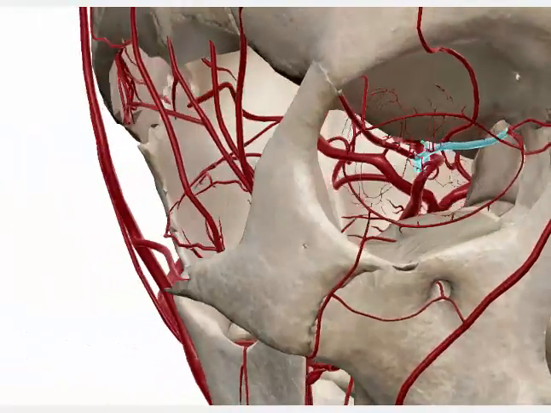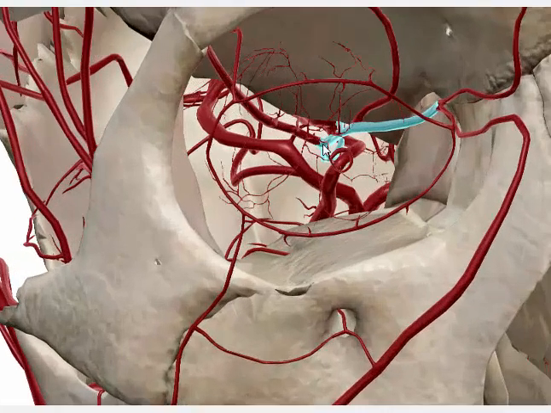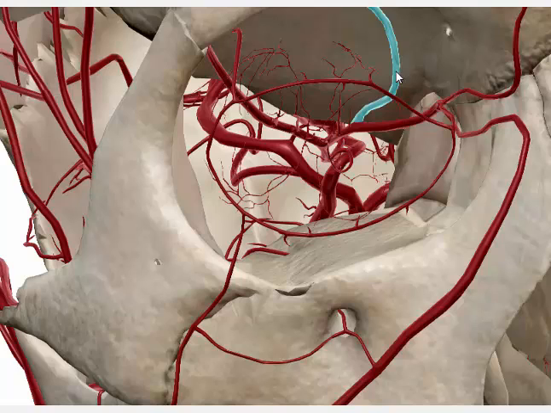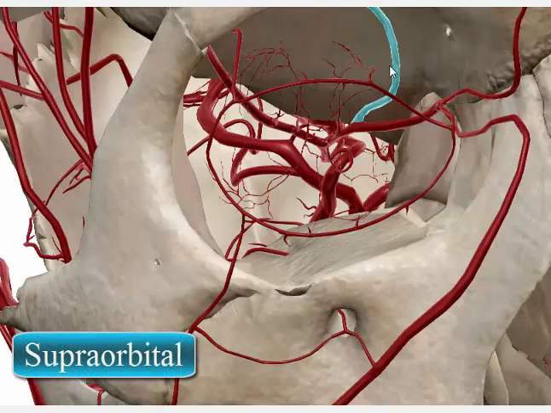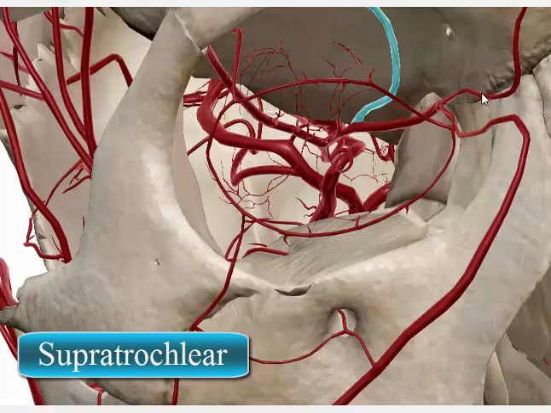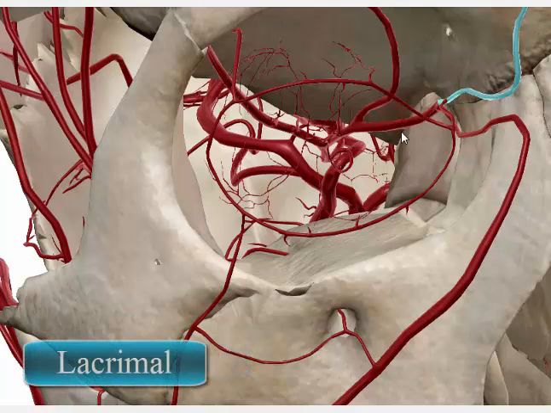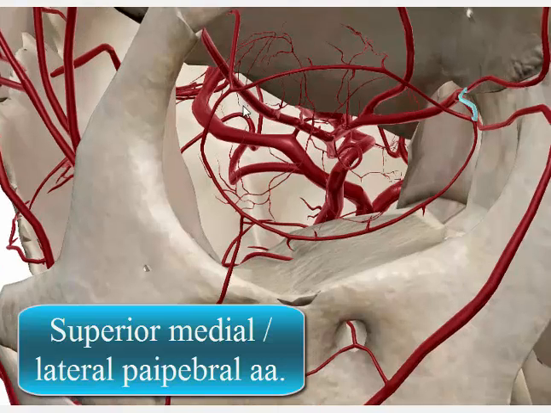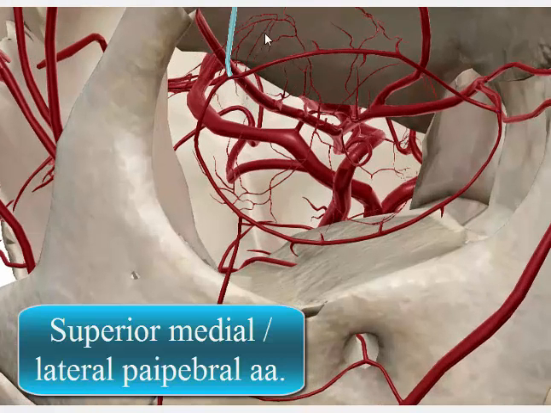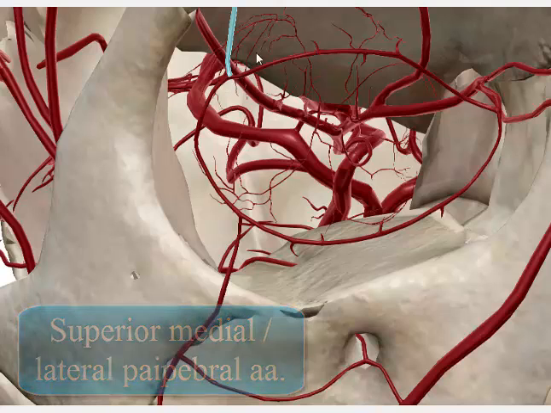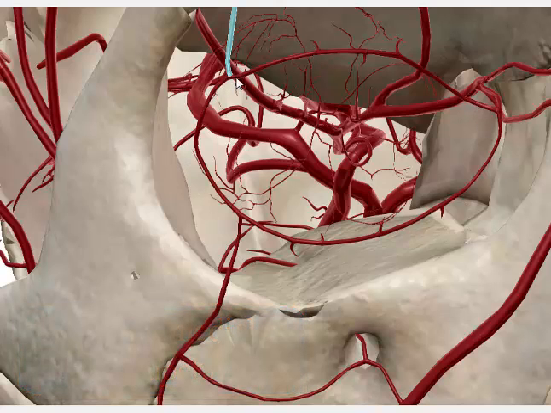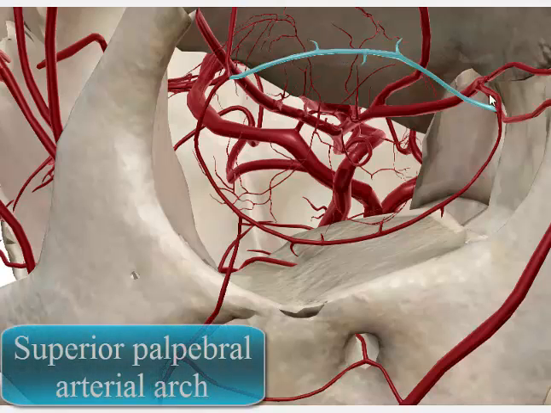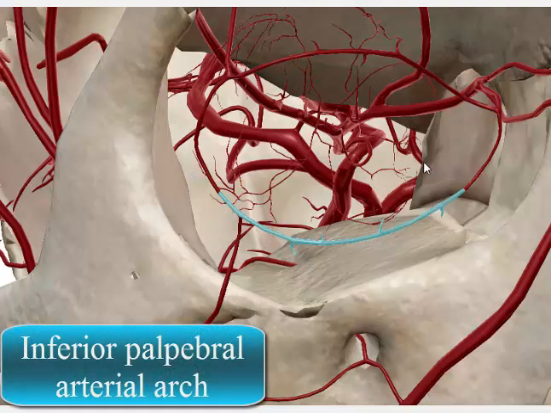While the ophthalmic artery enters the orbital cavity and springs out the supraorbital artery, supratrochlear artery, lacrimal artery, and superior medial and superior lateral palpebral arteries. The palpebral arteries anastomose inside the upper and lower eyelids, forming the superior palpebral arterial arch and inferior palpebral arterial arch.